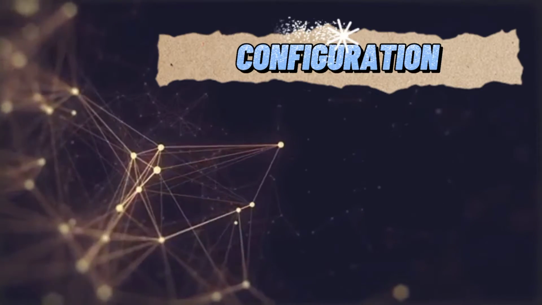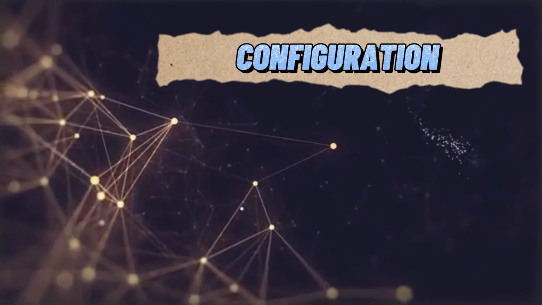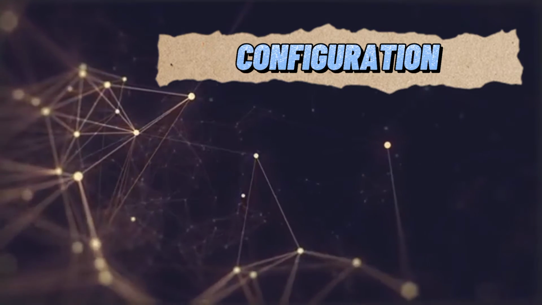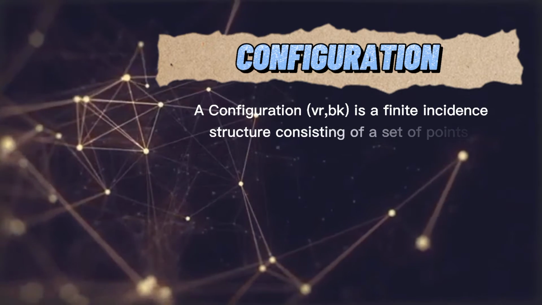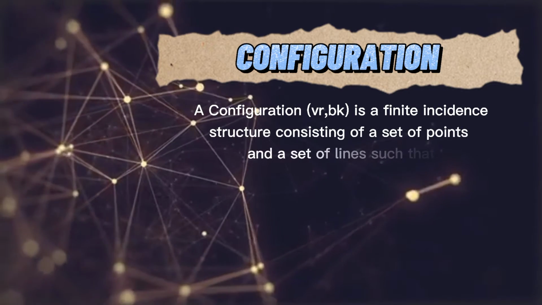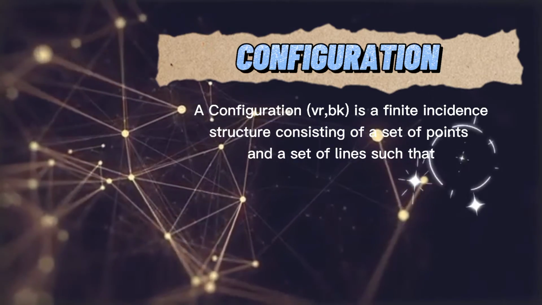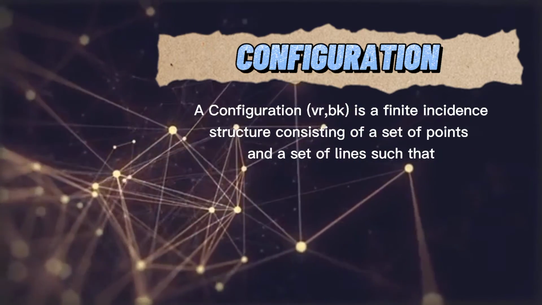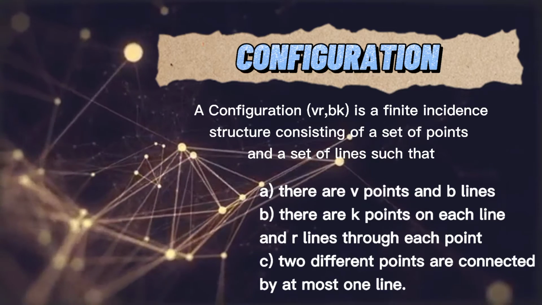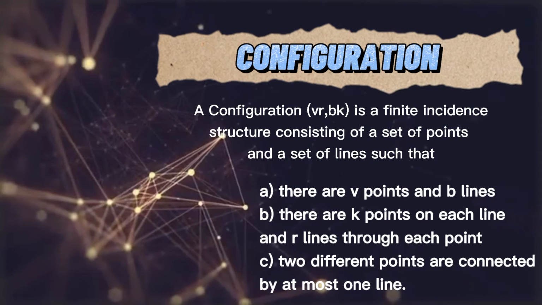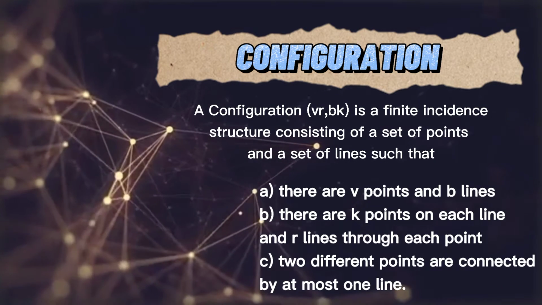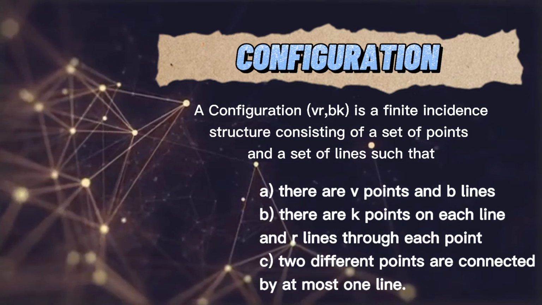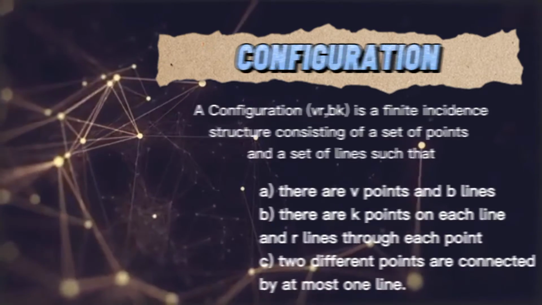In this video, we will talk about some types of configurations. But first, let us define configurations. A configuration written (v_r, b_k) is a finite incidence structure consisting of a set of points and a set of lines such that: A. There are v points and b lines, B. There are k points on each line and r lines through each point, and C. Two different points are connected by at most one line.